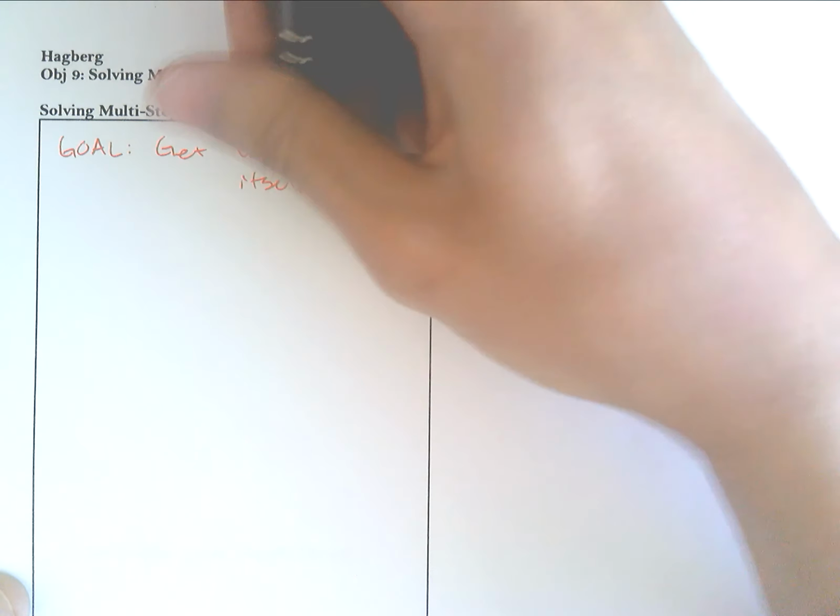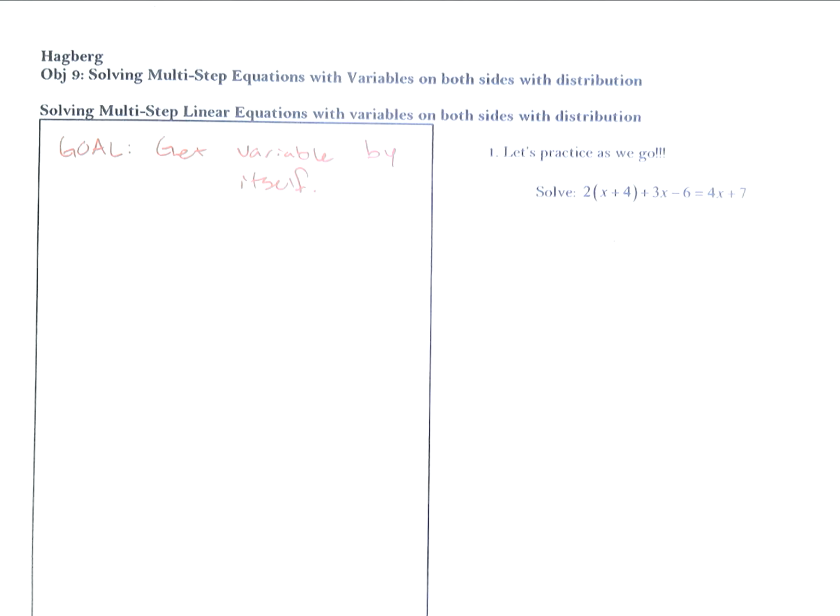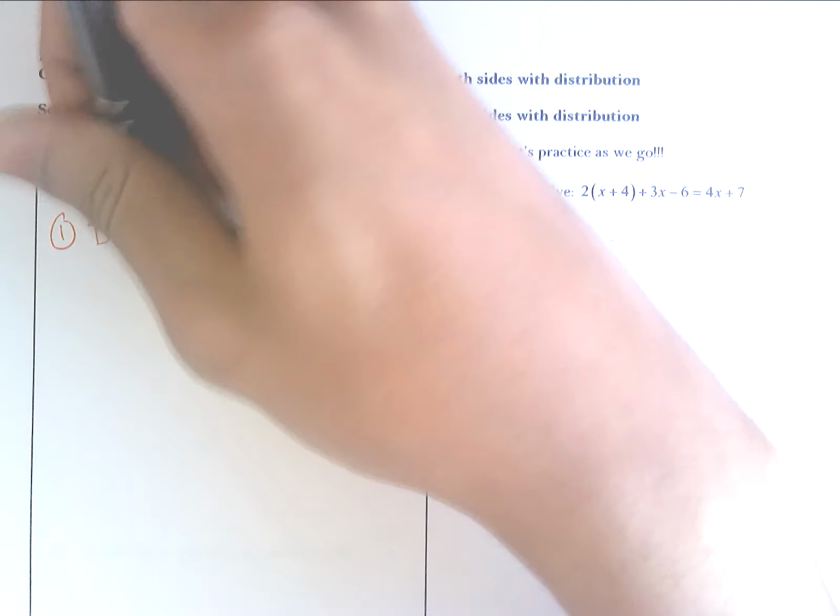The goal, again, still hasn't changed. The goal is to get the variable by itself. That's how we solve equations. So you can follow these steps for any of the equations that you're going to see in this unit, and really anything that we're solving this year, you can follow these steps, and you should be good to go. Some of these steps you might not have to do, but if you follow these steps, then you should be good to go. Step one is to distribute.